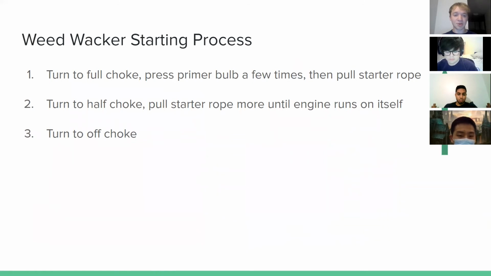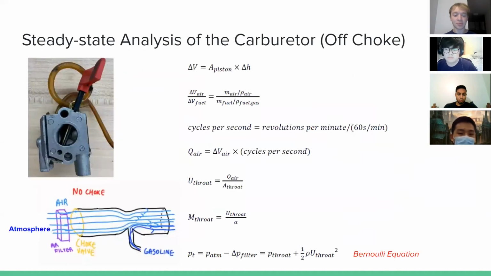The starting process of the weed whacker takes the choke valve from full choke to half choke to off choke with additional steps. So for our numerical analysis, we're actually going backwards in the starting process because the steady state is simpler to analyze. The major twist for the real carburetor is that the pressure difference between the throat pressure and the fuel tank pressure must be able to combat the pressure loss in fuel lines.